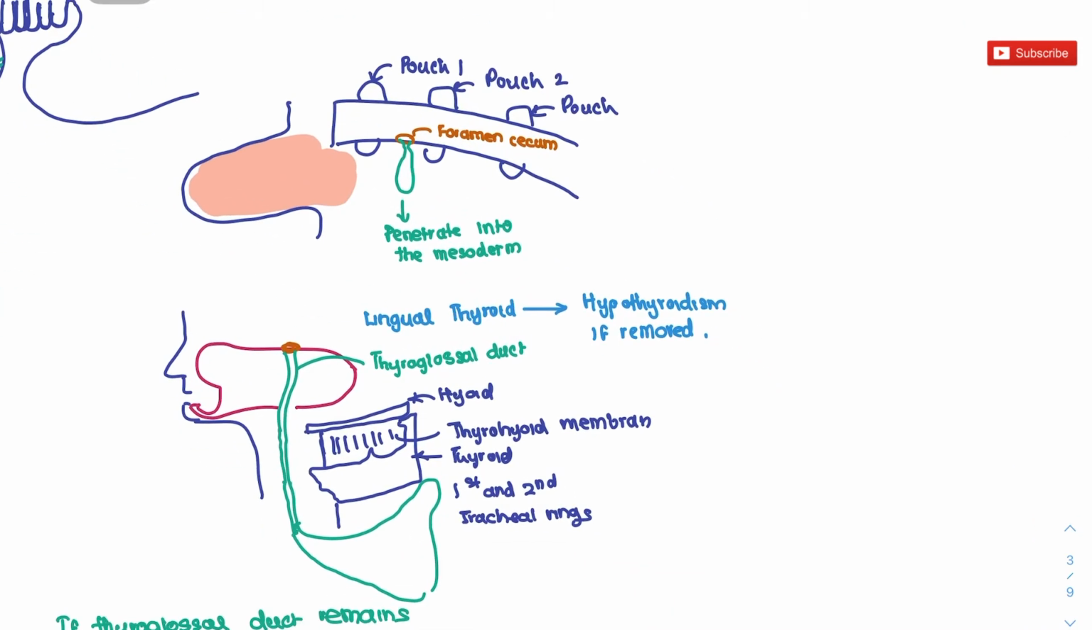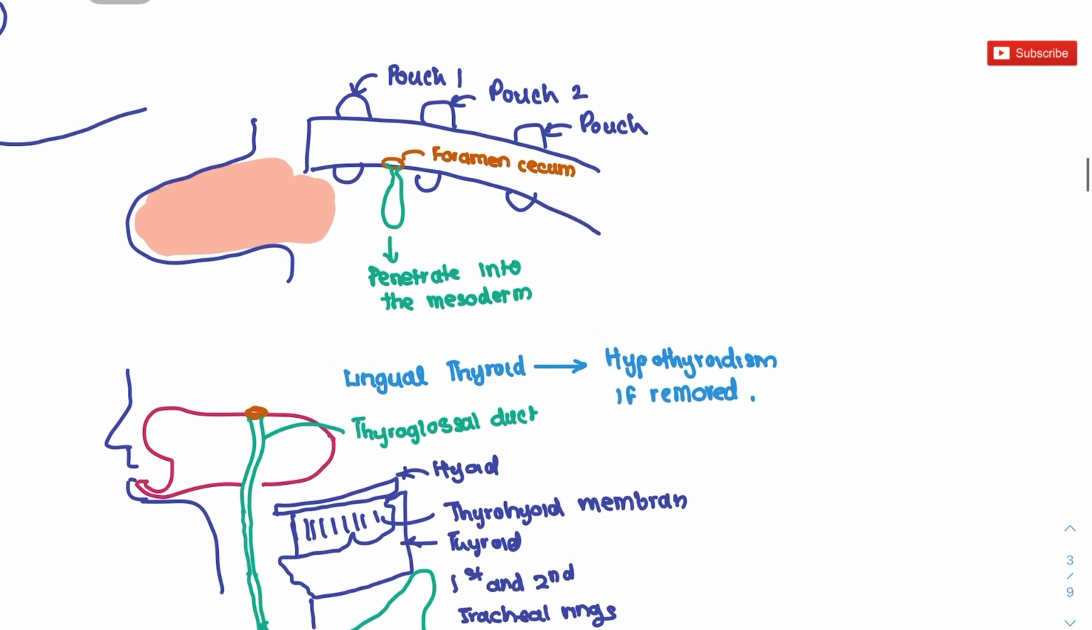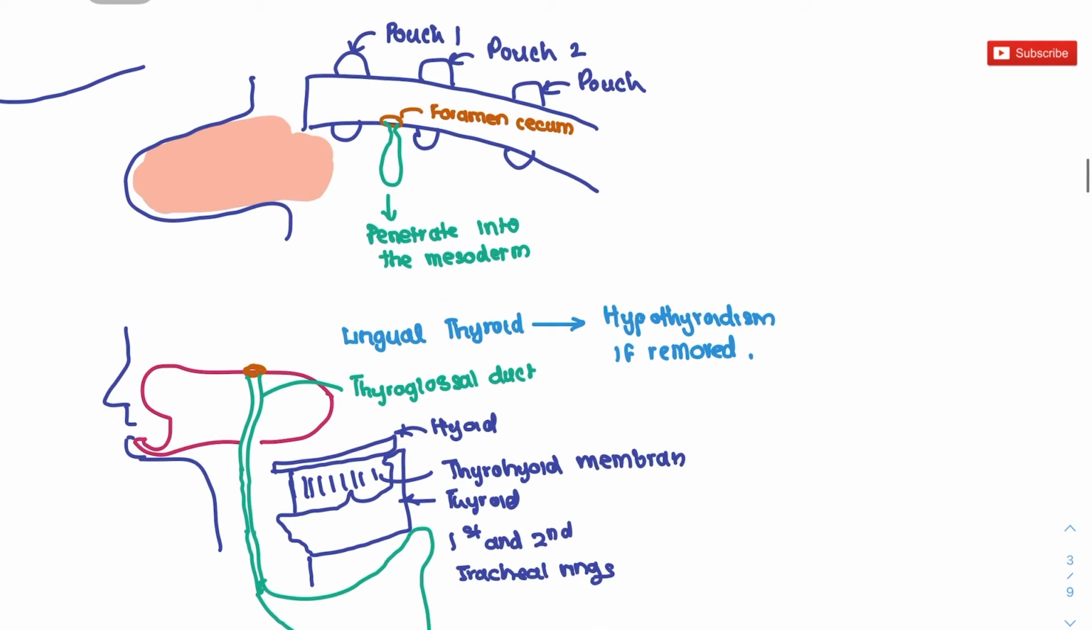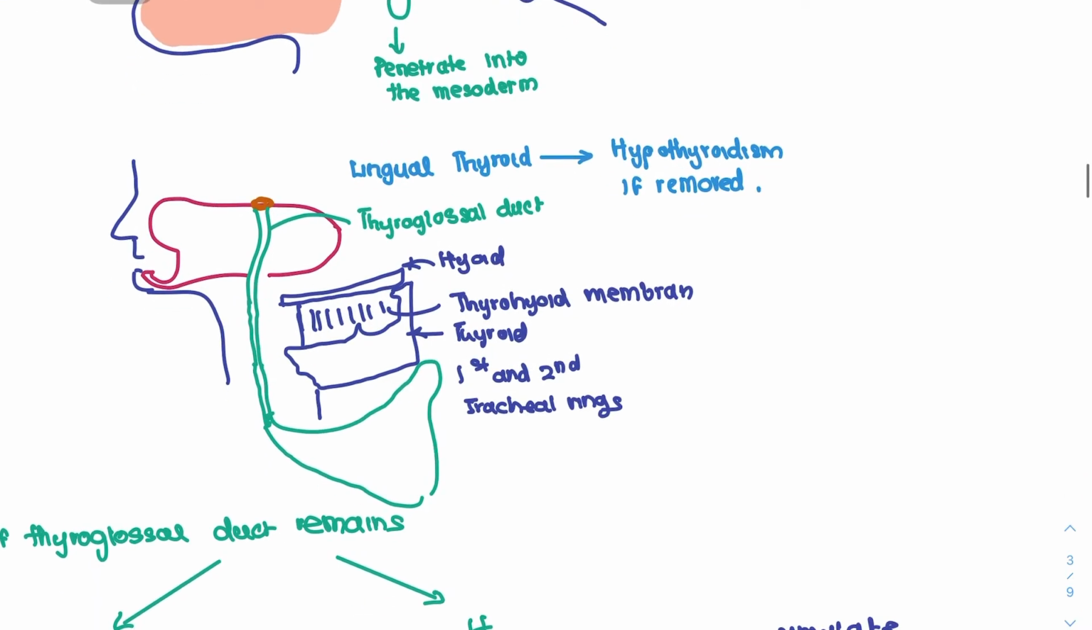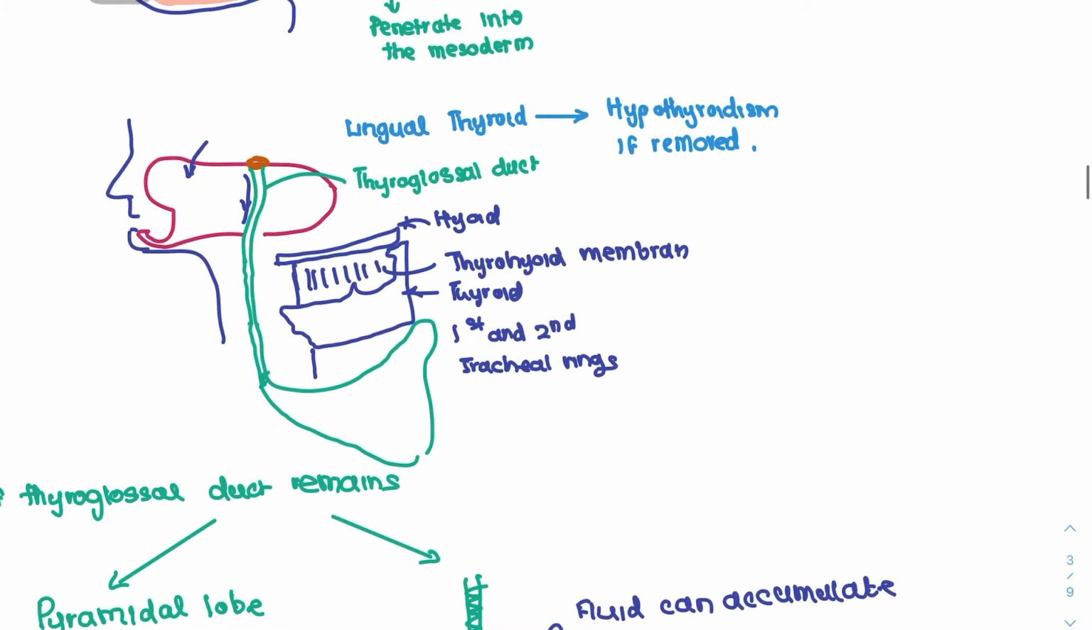So let's look at this. Here we have the different pouches of the pharyngeal arch. And between pouch 1 and 2, there is an opening called the foramen cecum. So below that, the thyroglossal duct will form. The thyroid bud will form as the thyroglossal duct, and it will penetrate into the mesoderm. So it will grow down like this. Here's our tongue, and it will go down like this.